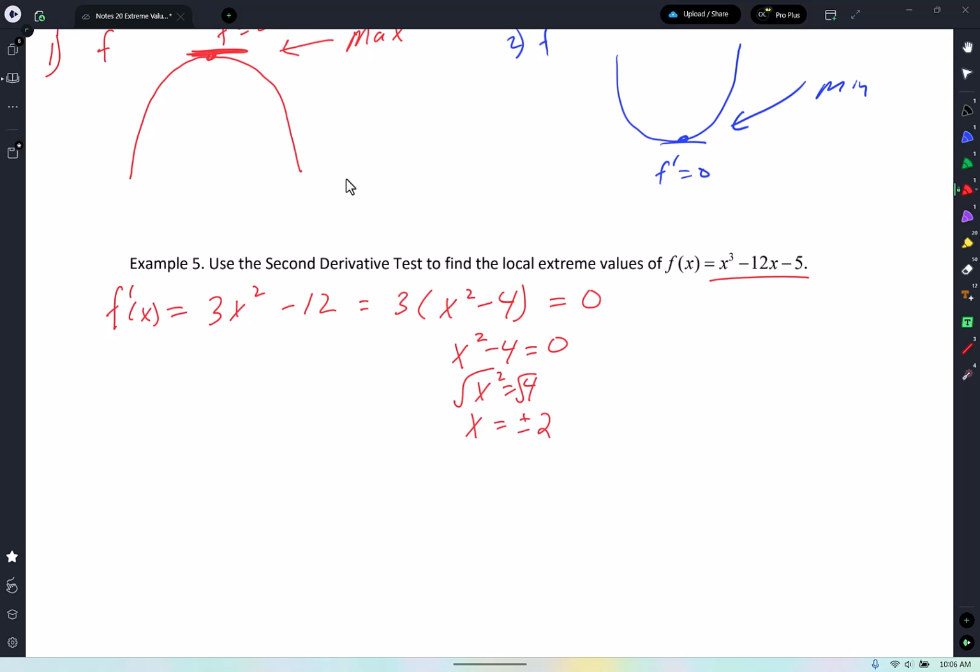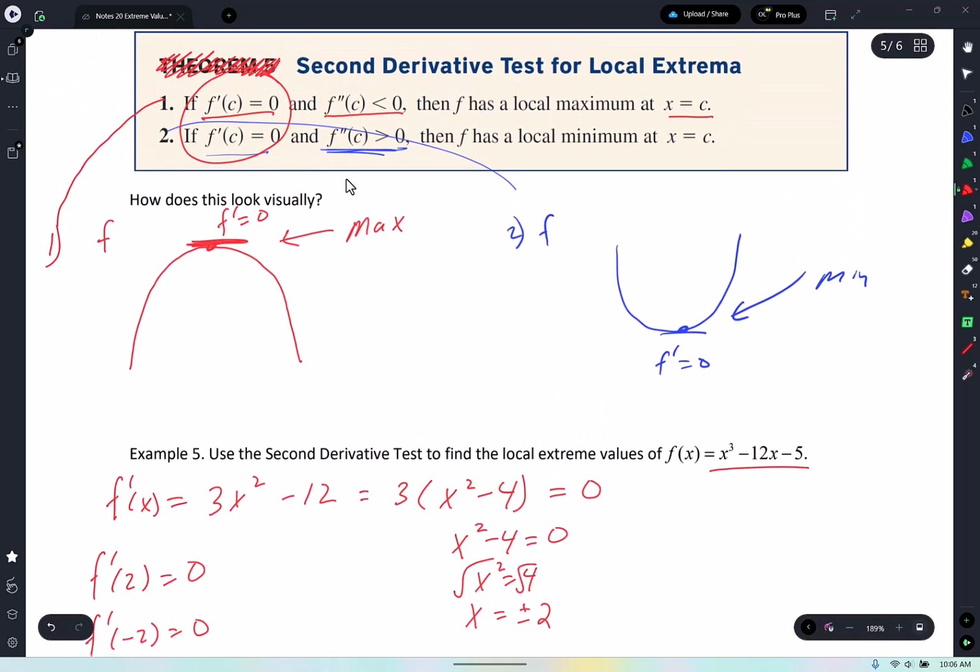All right, so right now I have f prime of 2 equals 0 and f prime of negative 2 equals 0. That's part of the conditions that I want for the second derivative test.